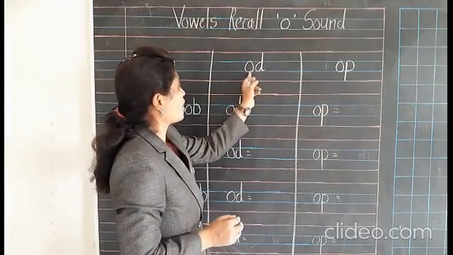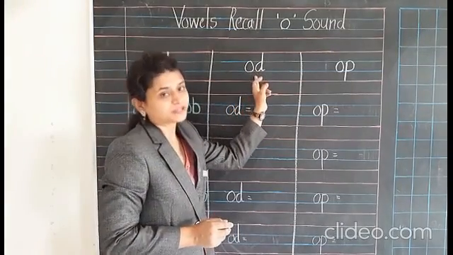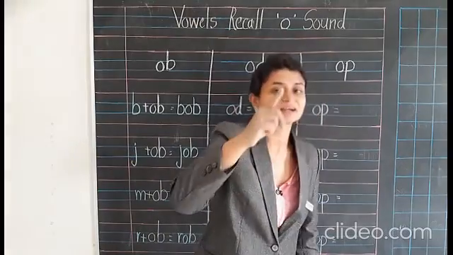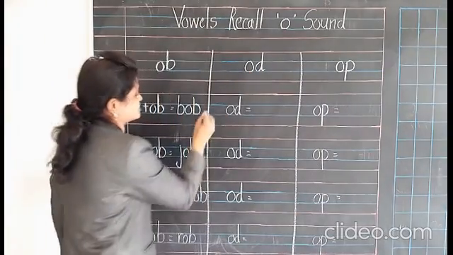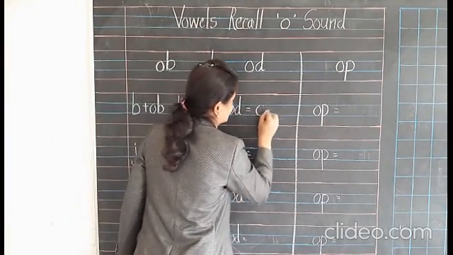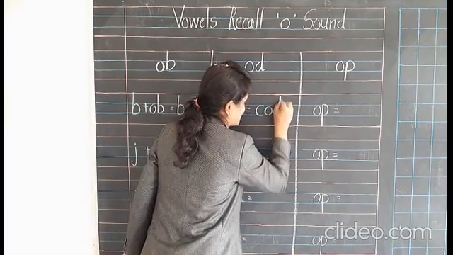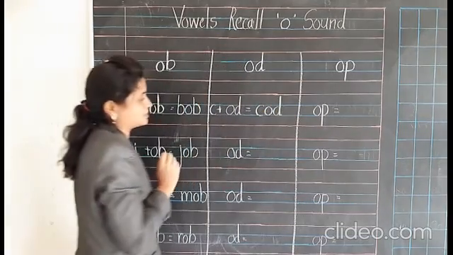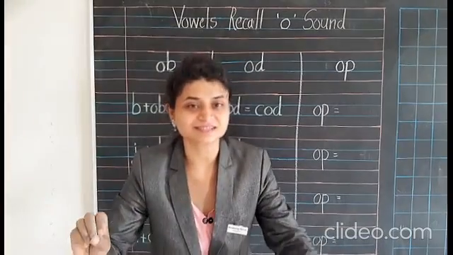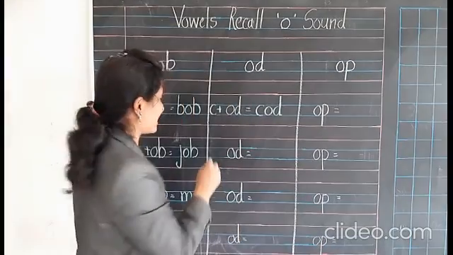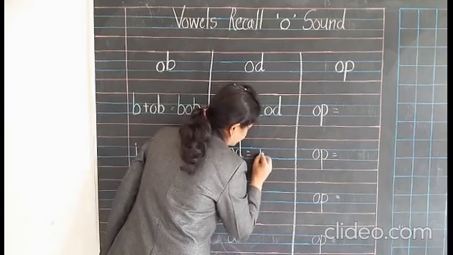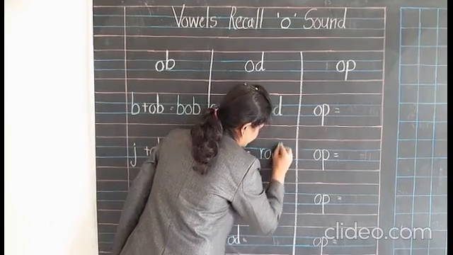Next is O, D. So the action is, correct, K. For K, I will write here C. K, O, D, cod. Next is, correct, R. R, O, D, rod. R, O, D, rod.